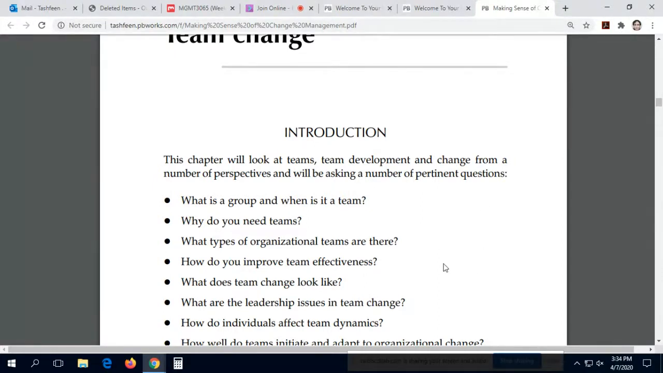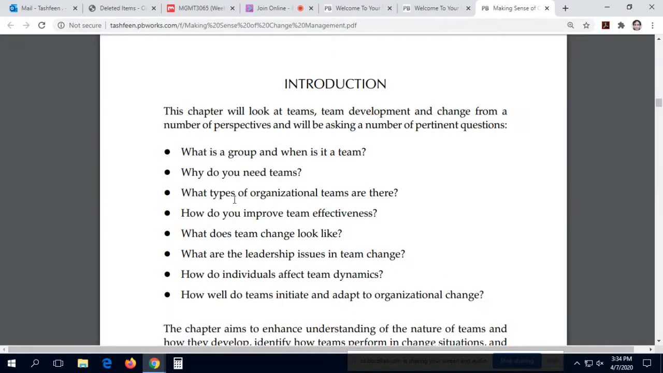So try to answer these questions in your own time now. What is a group, and when is it a team? Why do you need teams? What type of organizational teams are there? How do you improve team effectiveness? What does team change look like? What are the leadership issues in team management?